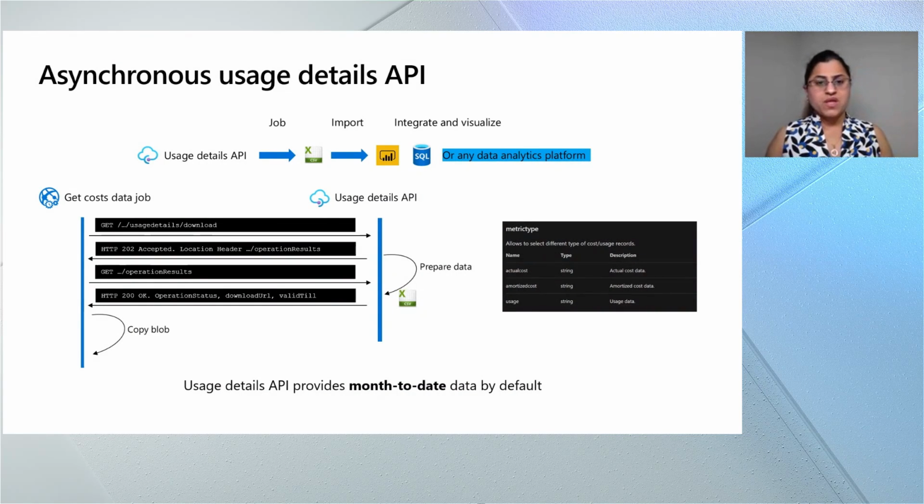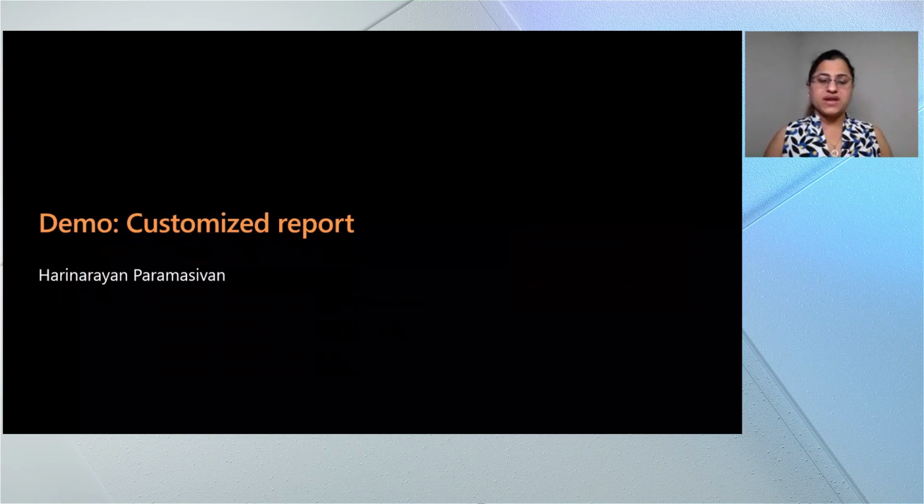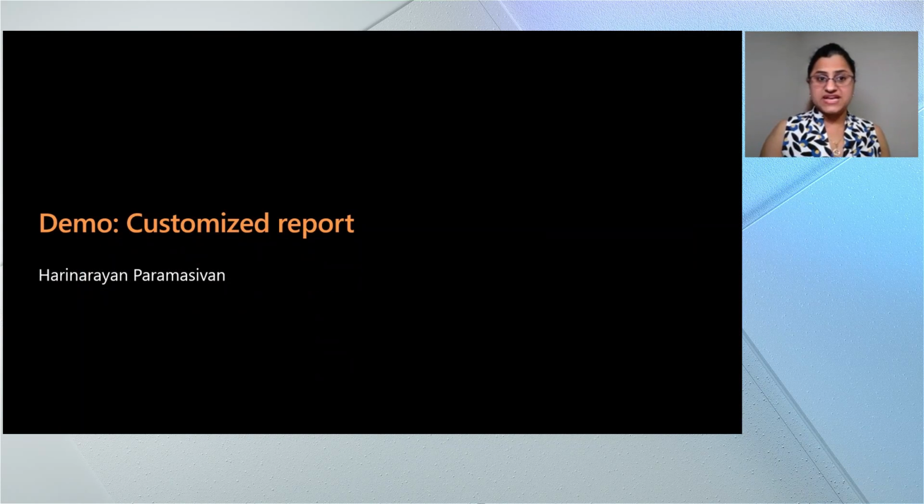Once you have this information, you can download this data and import it into your choice of data store. Also, this API has different metric types like actual cost, amortized cost, and usage data. This is month-to-date data and can be downloaded at different scopes like billing account, subscription, as well as management group. Next, we have a pre-recorded demo by Hari where he explains how to use this API, download the data, and merge it with some custom dimensions to create a customized report.